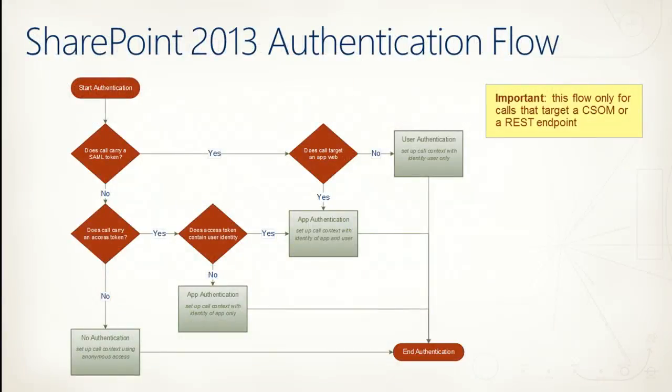So here's this picture right here. Let's say that the SharePoint farm is just standing around doing nothing. All of a sudden, this call comes in through a CSOM REST entry point. The first thing that SharePoint says is, is there a SAML token? If there's a SAML token, well, then we look at the URL and does it target an app web? If not, plain old user authentication the way it's worked in SharePoint 2010. However, if that call targets an app web, then SharePoint uses the internal authentication to authenticate the app, establish its identity, and it assigns the user identity as well.